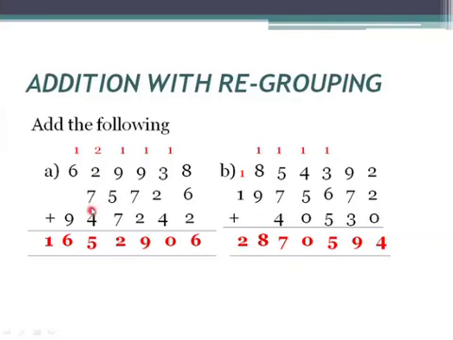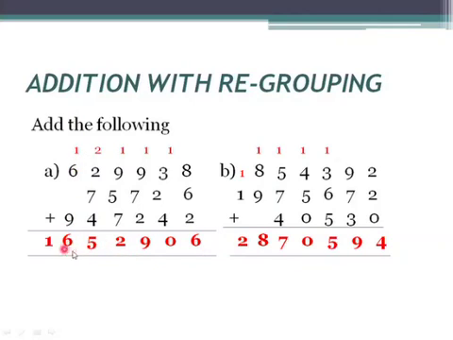So now here 4 plus 7 gives us 11. 11 plus 2, 13. 13 plus 2, 15. So 5 we will write here and 1 we will carry up. So now these 3 numbers we have to add. Here there are no numbers, so you should think of it as 0. So now 9 plus 6 gives us 15. 15 plus 1, 16. So this is the answer.